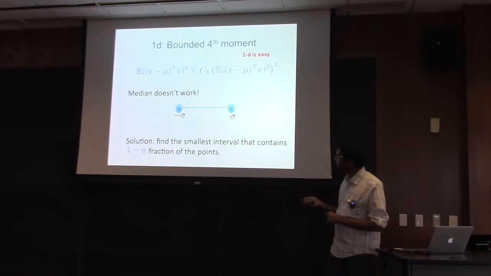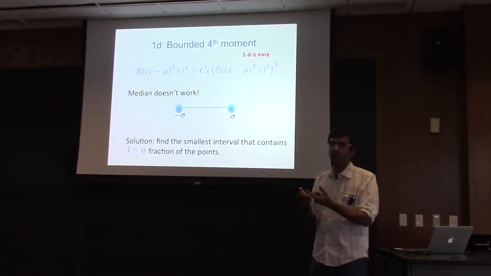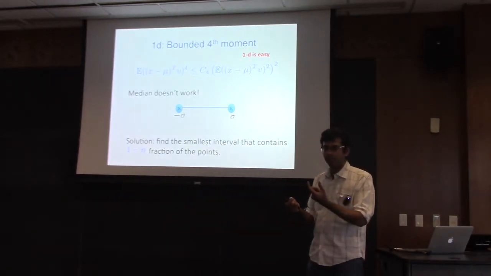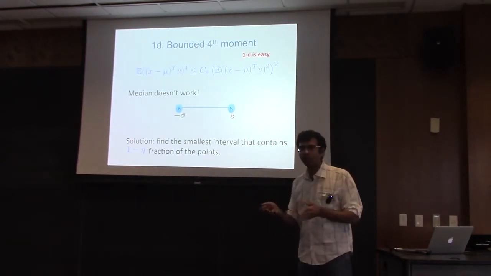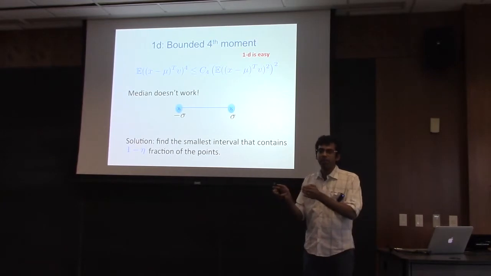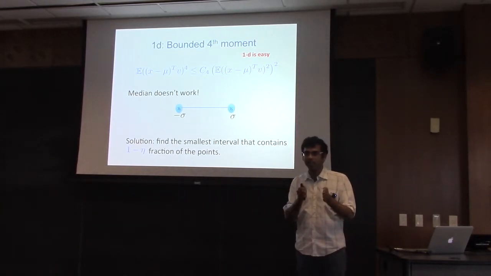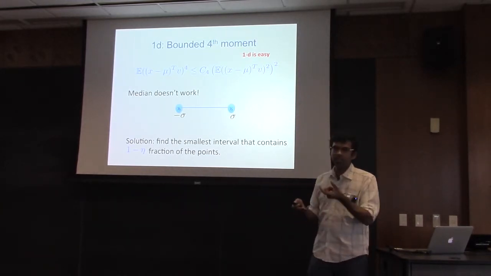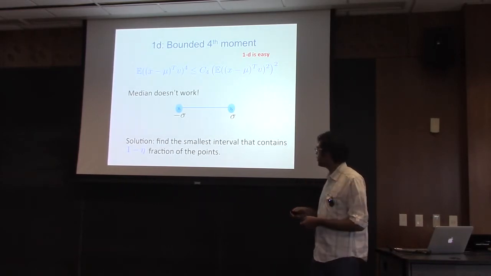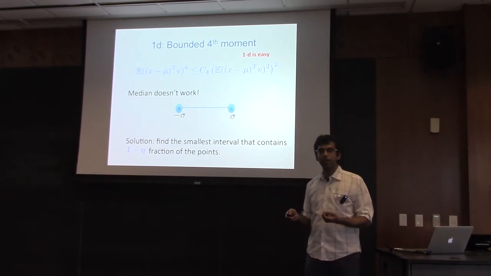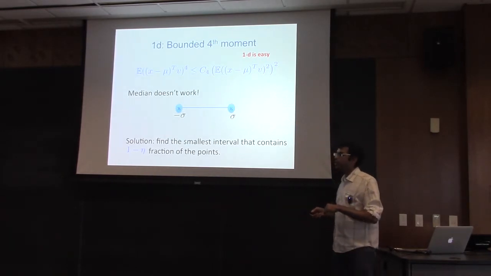So a solution that works is to look at every interval. Look at an interval which contains 1 minus eta fraction of the points and minimize the length of the interval. And compute the sample mean of the points lying within this interval. You can show that this has the optimal dependence. The error will be like eta to the power 3/4 times sigma.